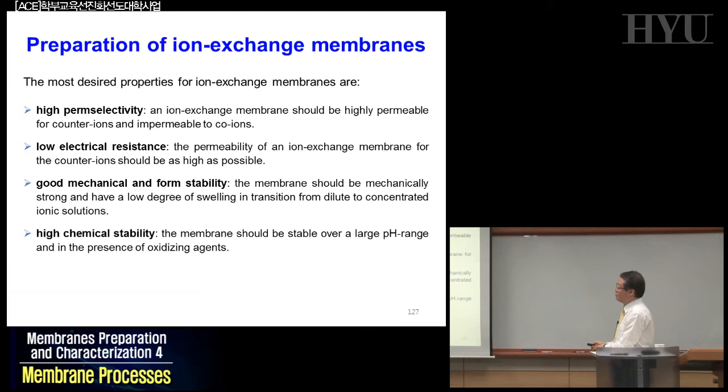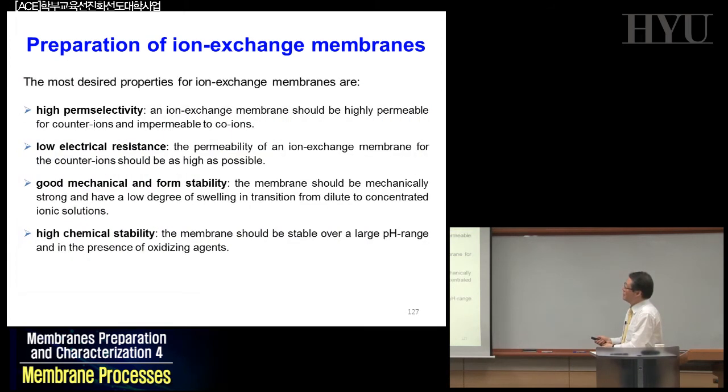We need to know about the electrical resistance. Electrical resistance is defined by the permeability of an ion exchange membrane for counter ions, which should be as high as possible. So permeability of the counter ions should be as high as possible. And of course, the mechanical property and the stability is one of the issues in this case as well, because we are dealing with very high pH and low pH cases.